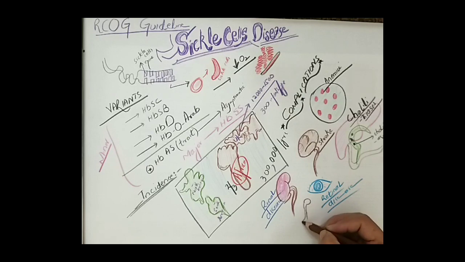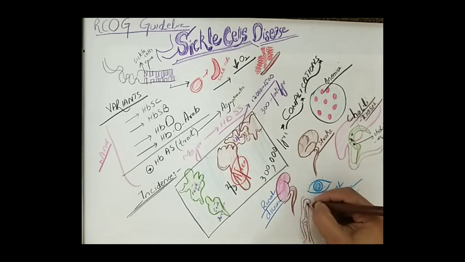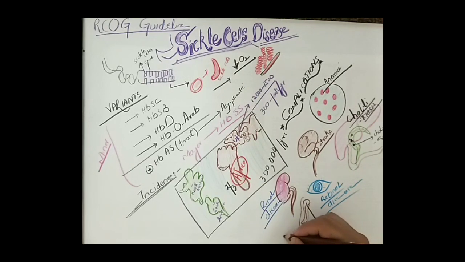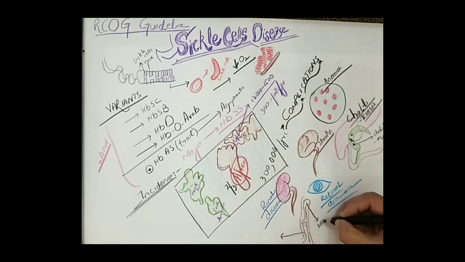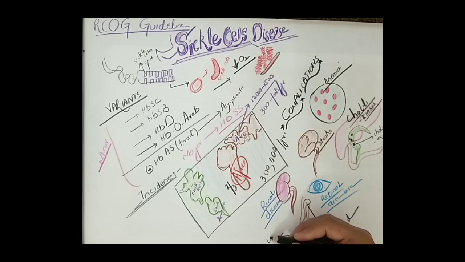Now I'm drawing the picture of the femur. In the femoral head, there is avascular necrosis. Down the femur, we have legs. And in the legs, what does it cause? It causes leg ulcer. So, avascular necrosis of the head of the femur and the leg ulcer. These are the other complications of sickle cell disease. So by looking at this picture, it would be easy for you to memorize the possible complications as a result of sickle cell disease.